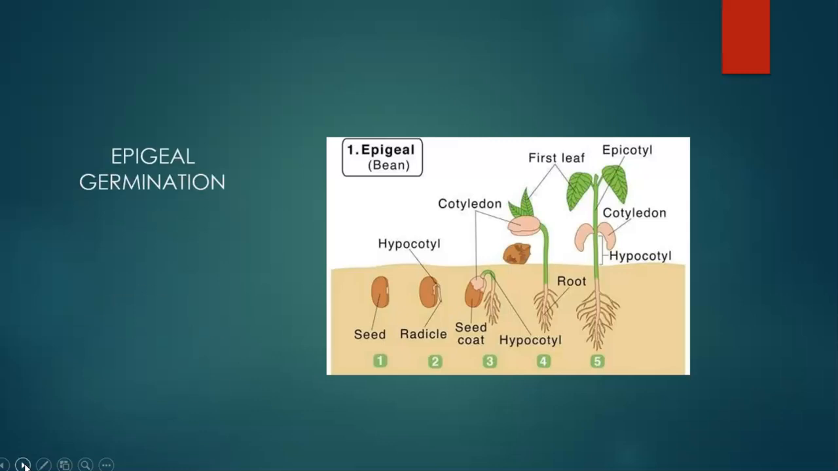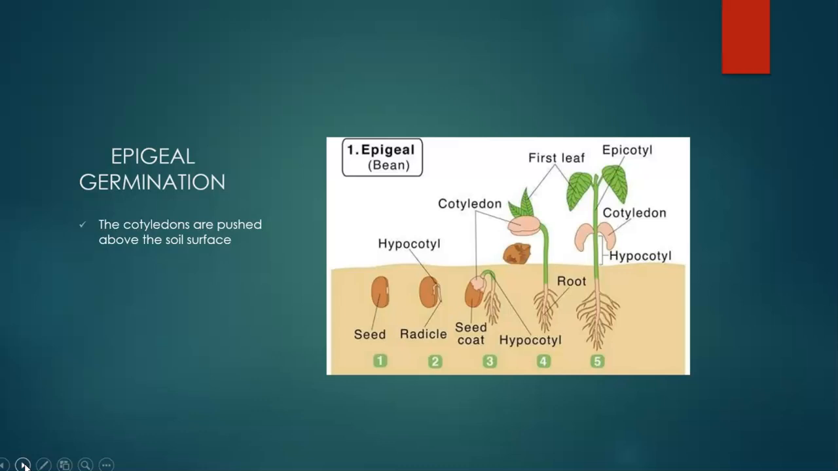In this case, we're going to look at the types of germination. The first type of germination is epigeal germination. What is epigeal germination? This is the type of germination where the cotyledons are pushed above the soil.